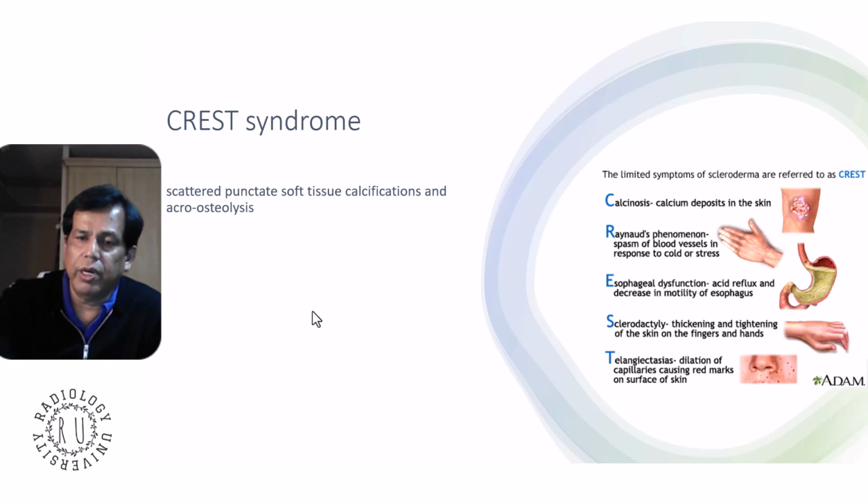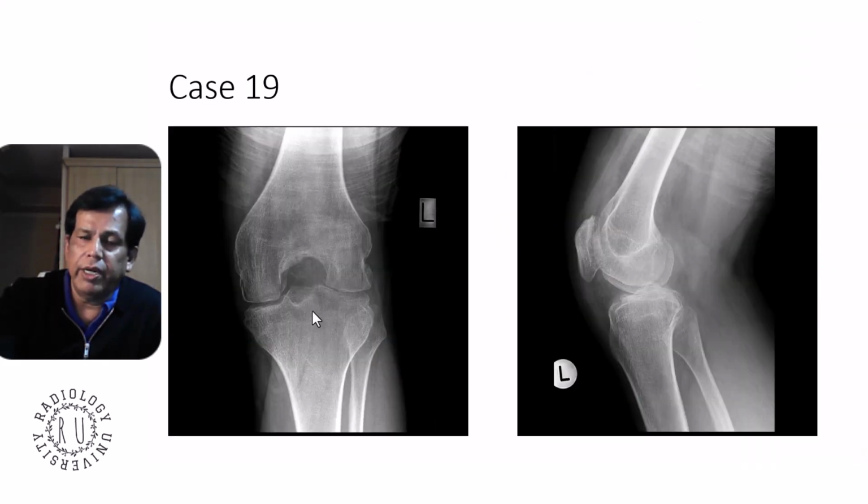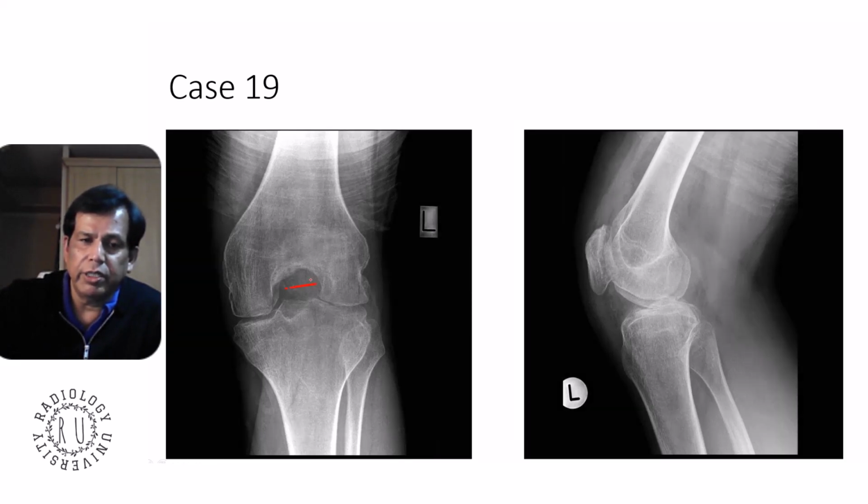And have a look at this slide. Case 19. Look at this case. What you see is that joint space is lost. I can see widening of the condyles. They are a little widened, but the intercondylar notch is very wide. Very wide, and loss of joint space.